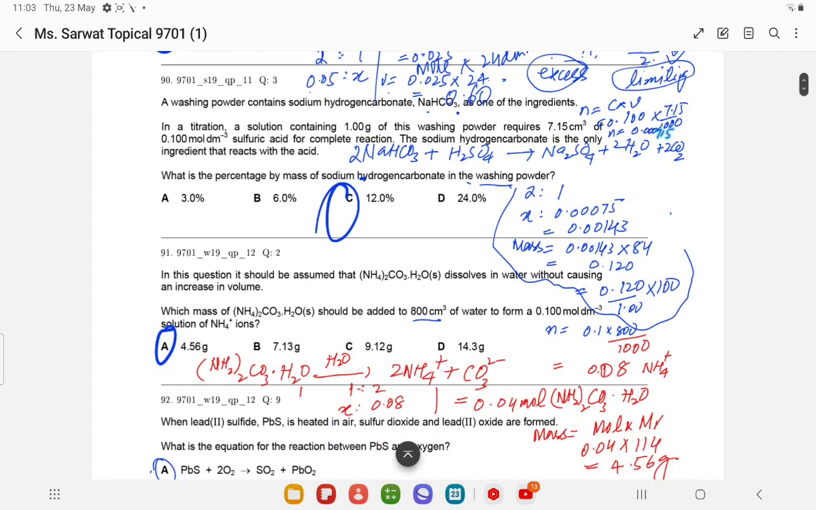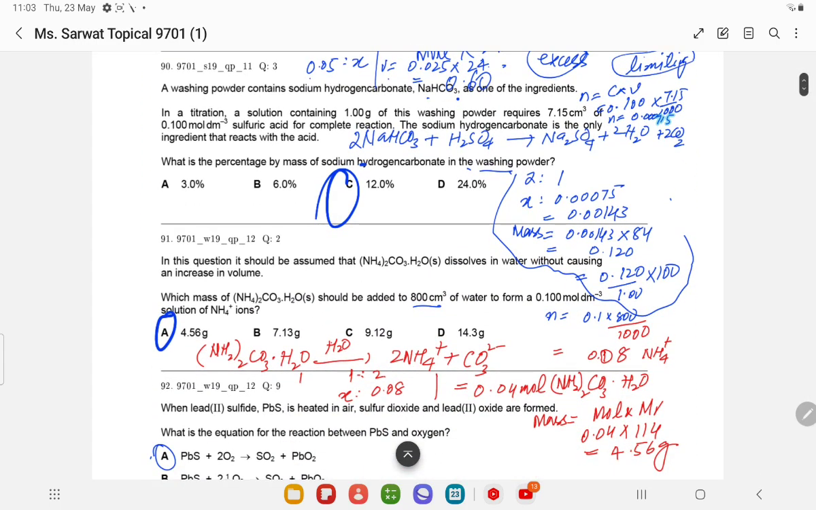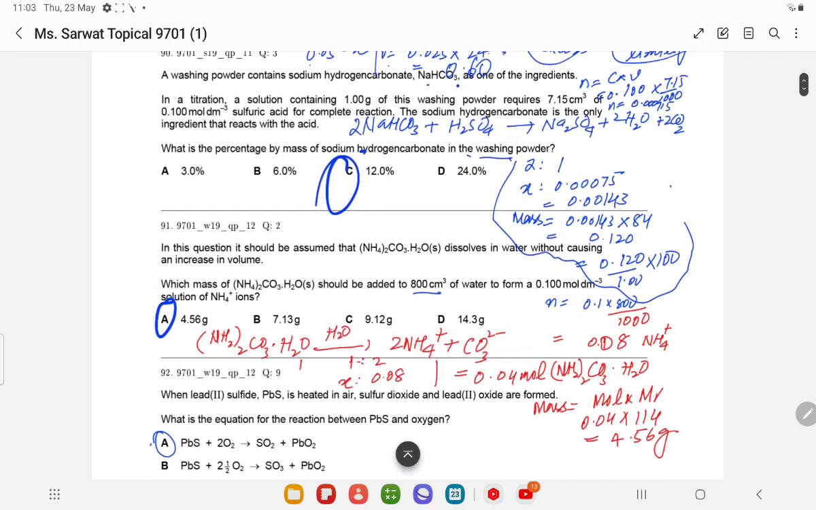So next question is, a washing powder contains sodium hydrogen carbonate as one of the ingredients. In a titration, a solution containing 1 gram of this washing powder requires 7.15 cm³ of 0.100 mol/dm³ sulfuric acid for complete reaction. The sodium hydrogen carbonate is the only ingredient that reacts with the acid. What is the percentage by mass of sodium hydrogen carbonate in the washing powder?